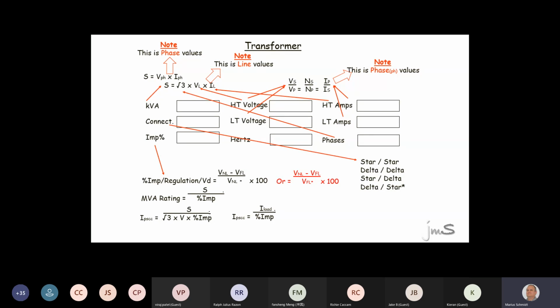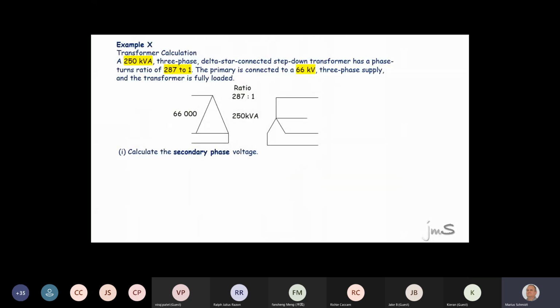Okay? Now let's take all those lovely things and toss them into a question. The sad part is, in the exam, they will not give you that picture. They will give you the wording. It says, once upon a time, long, long ago, there was a 250 kVA transformer. The transformer had a ratio 287:1. The primary voltage is 66,000 volts. That's it. That's enough information to do everything you require.